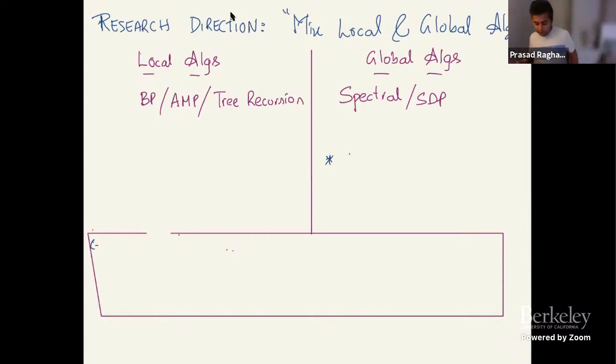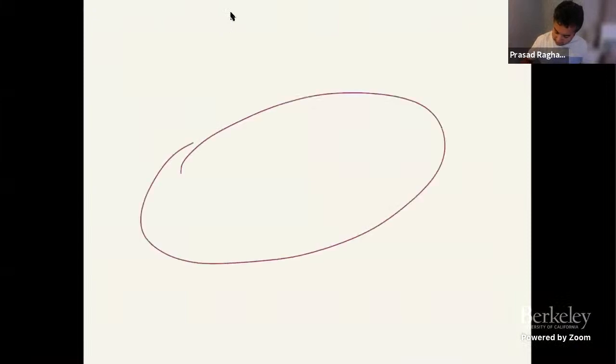local algorithms, what are local algorithms? I would put BP, AMP, and something even simpler. Tree recursion. What's a tree recursion? Well, in stochastic block model, for example, let me show what a tree recursion thing is. In stochastic block model, if I have a vertex and its neighborhood looks like a tree.